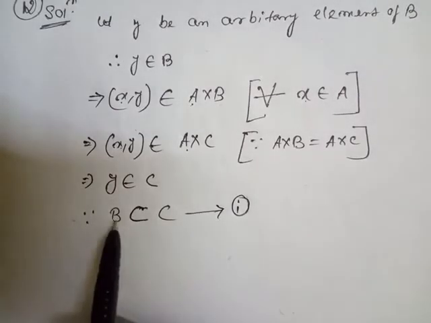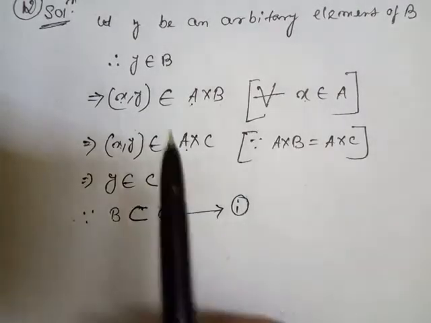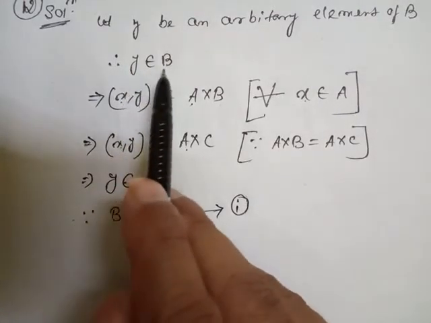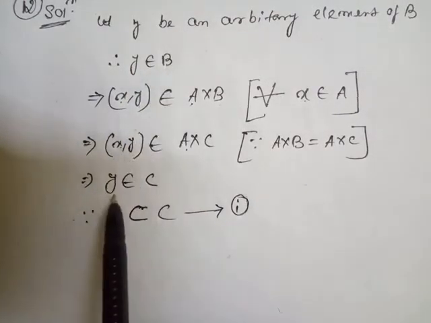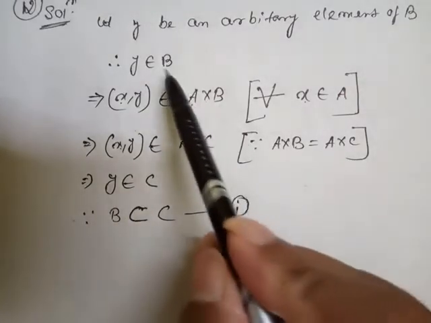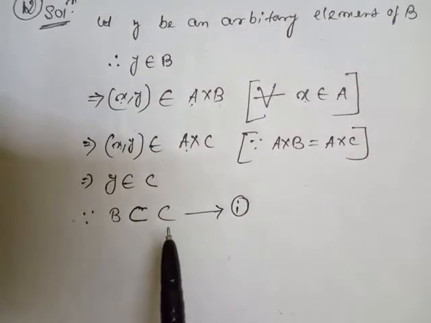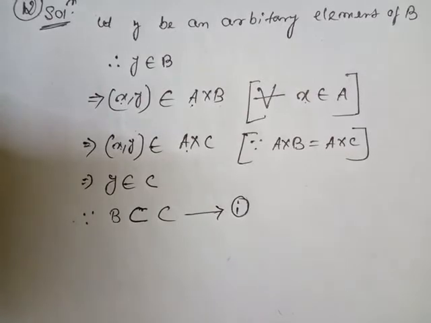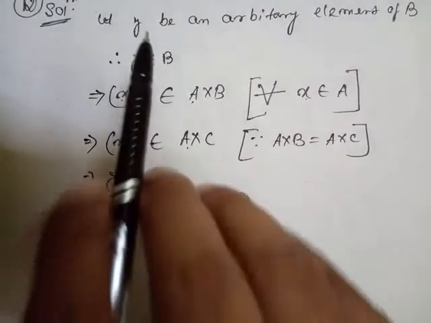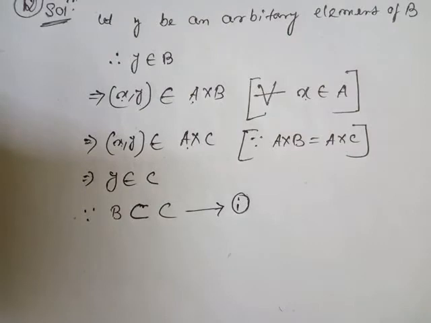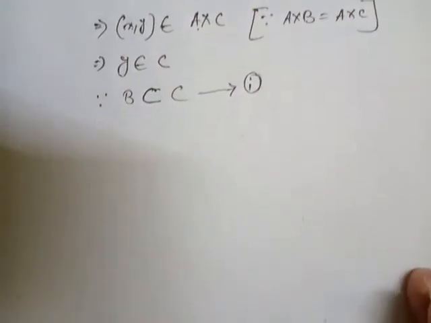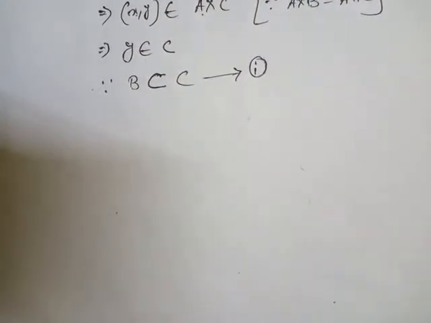I repeat again, B is included in C, which means y is an element of B, but here we have proved that y is an element of C, which means B is included in C. This is our equation number 1. Now in the next part, initially I took y, now I am taking x. Let's have a look at how to solve this by taking x.